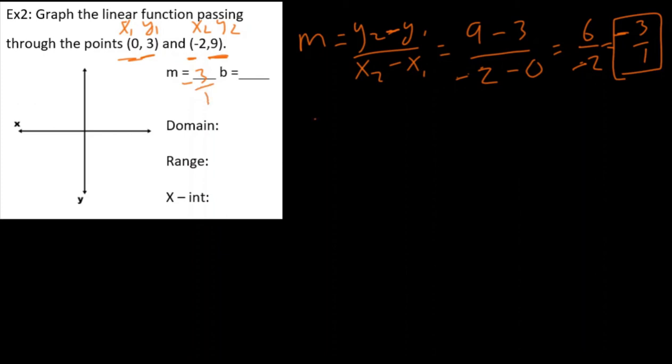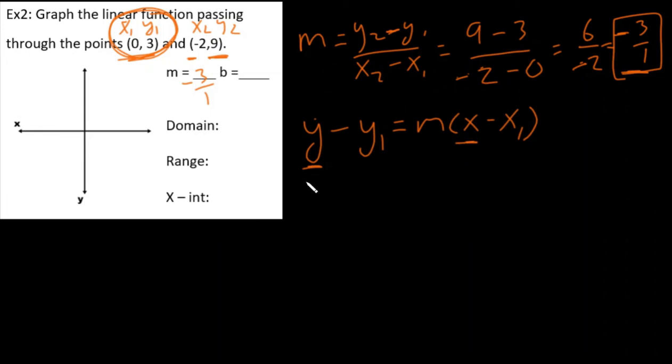Now, at this point, because we have a slope, and we can choose any one of these 2 points, I now have enough information for my point slope form, y minus y1 equals m parentheses x minus x1. Now let's go ahead and plug in all the things that we have from left to right. We know that we always leave y and x as they are for point slope form.